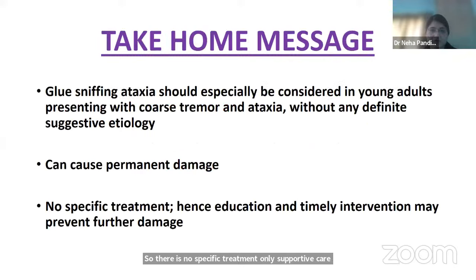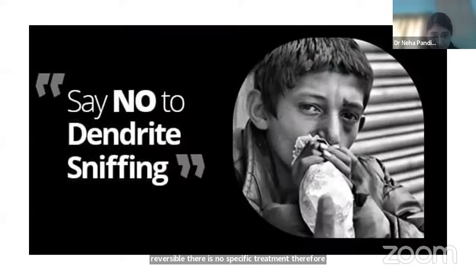So the take-home message is that glue-sniffing ataxia should especially be considered in young individuals who present with coarse tremor and ataxia without any definite suggestive etiology. It can cause permanent damage. It is not always reversible. There is no specific treatment. Therefore, education and timely intervention will prevent further damage. So say no to glue sniffing will be our message.